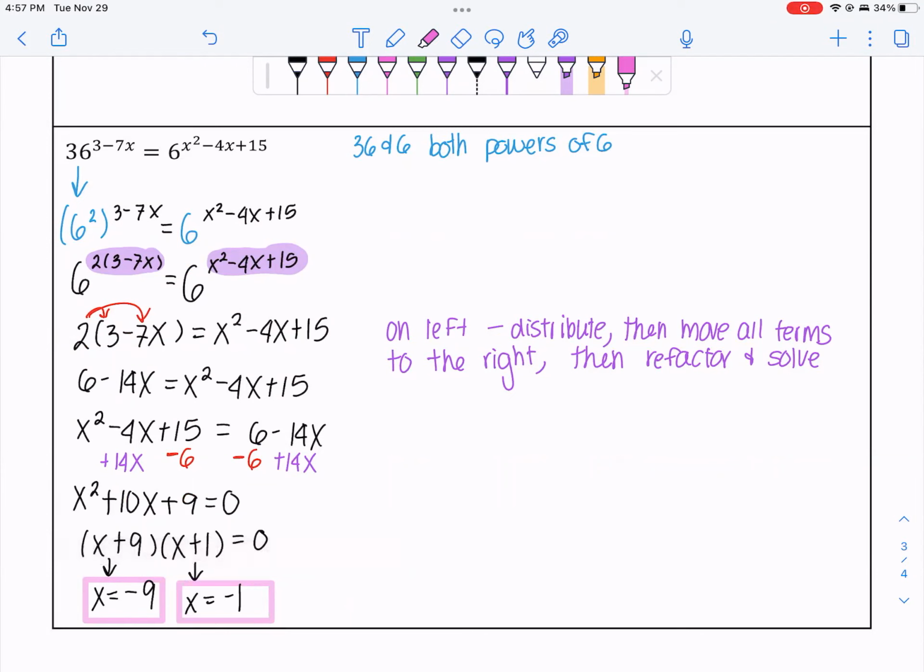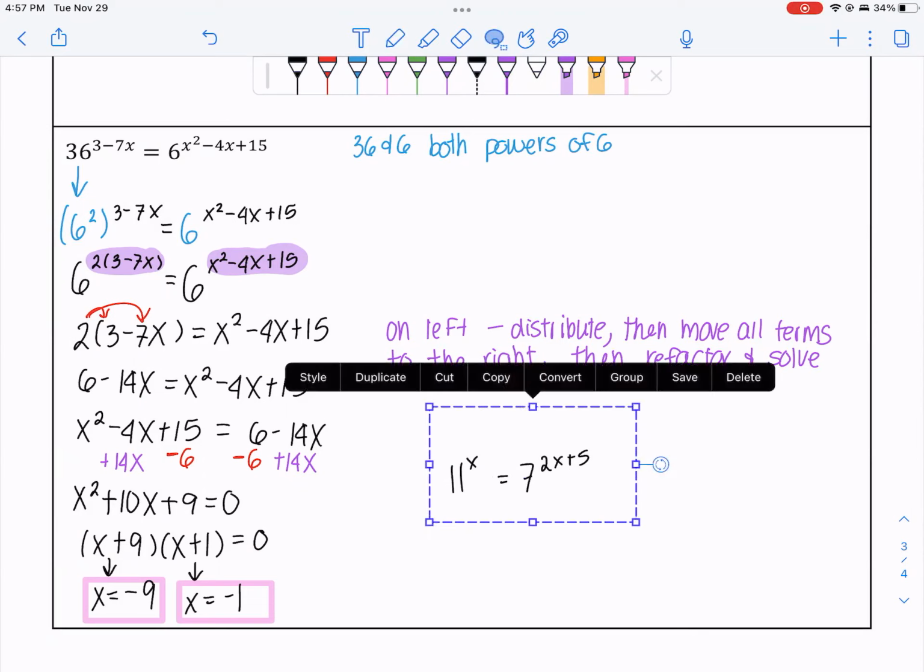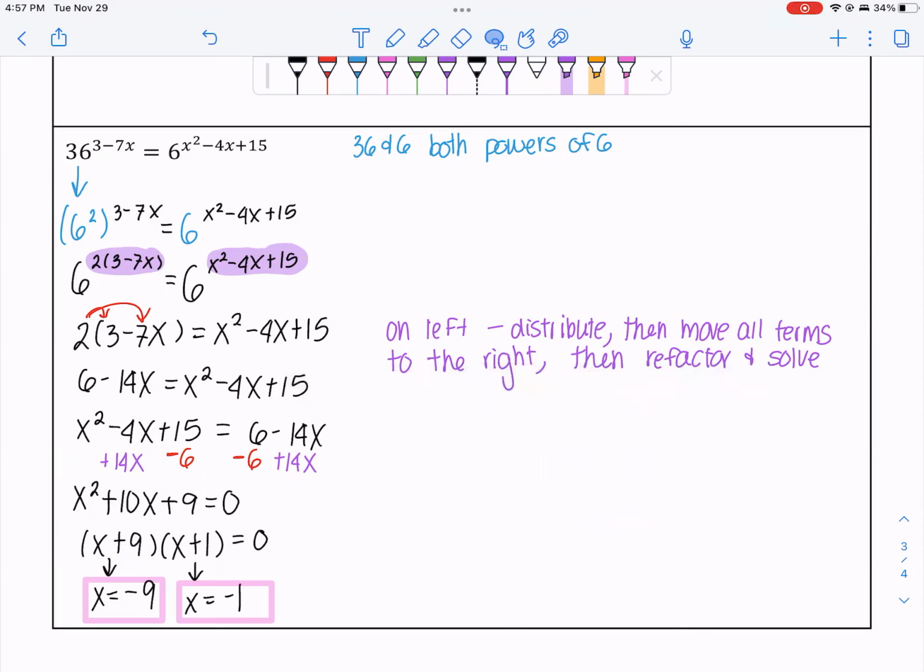All right, so that's our first technique for solving exponential equations. Again, it only works if you have both sides in the same common base family. If they don't exist in the same common base family, let's say you had something like 11 to the x equals 7 raised to the 2x plus 5, 11 and 7 are not in the same common base family of any number, you could not use this technique. You'll need the technique in the next video. So I will see you there in that video. Bye.